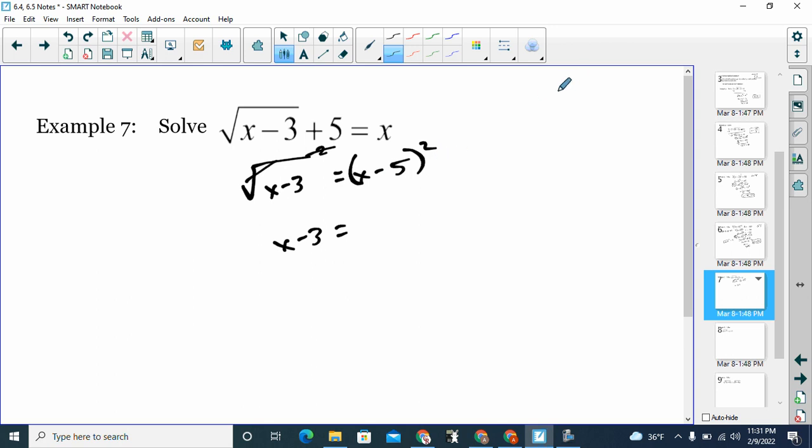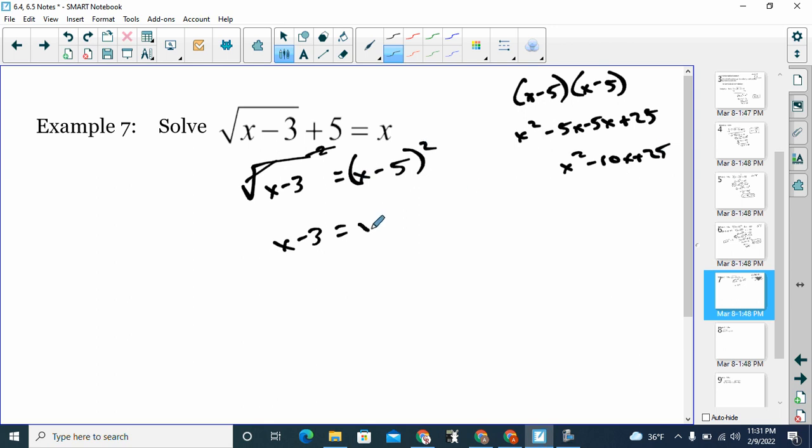X minus 5 squared, you can either write it out twice and FOIL it, or remember the rule for a binomial squared. Either way, you should get x squared minus 10x plus 25. The rule is the first one squared, multiply them together and double it, negative 5 times x. Twice that is negative 10x. Plus the second one squared, negative 5 times negative 5 is 25. If you don't remember the rule, write it out twice and FOIL it, no big deal.